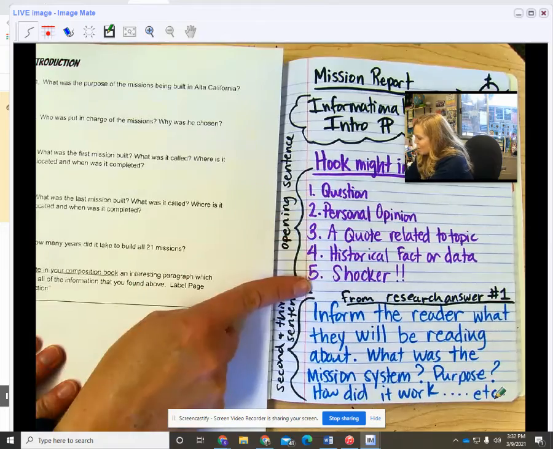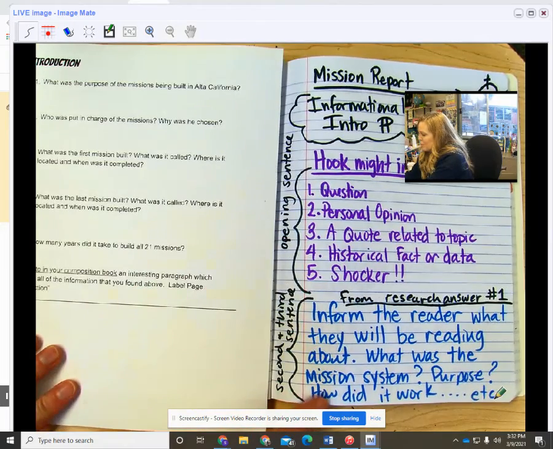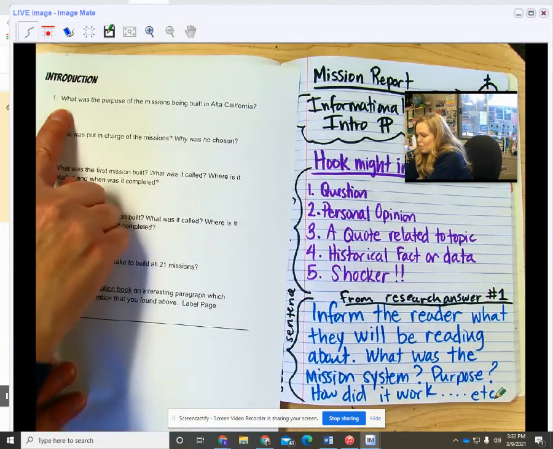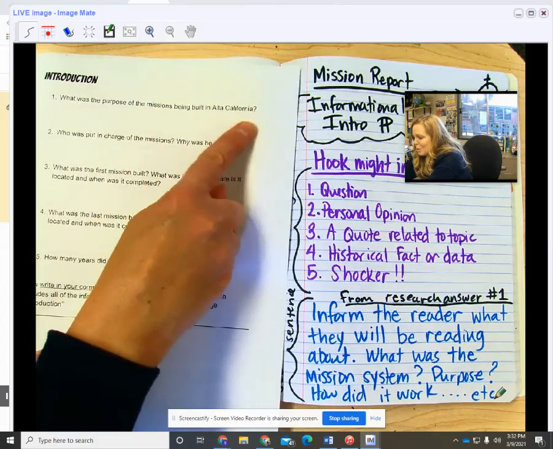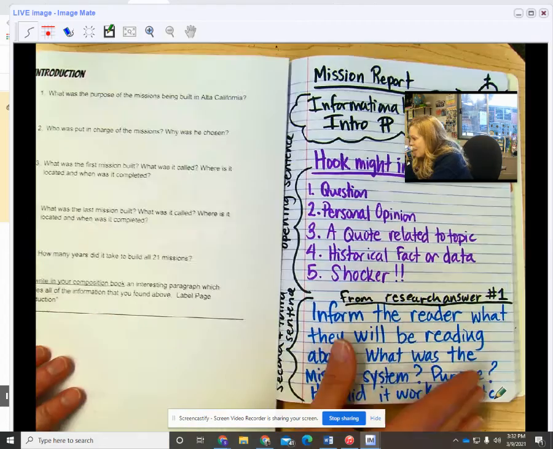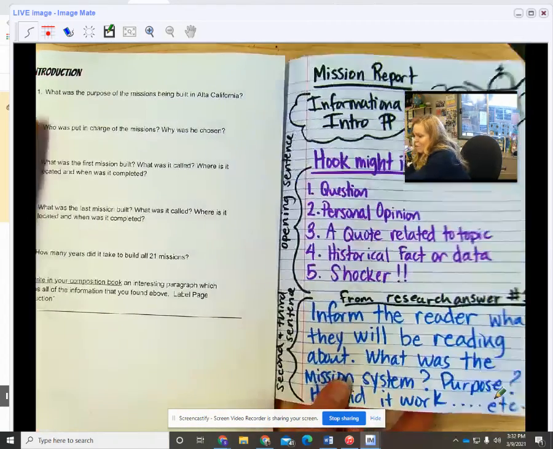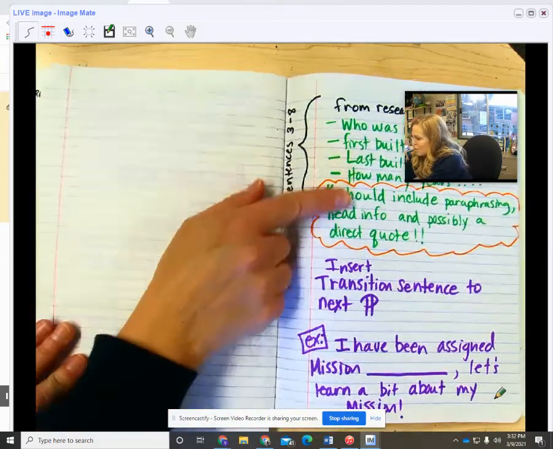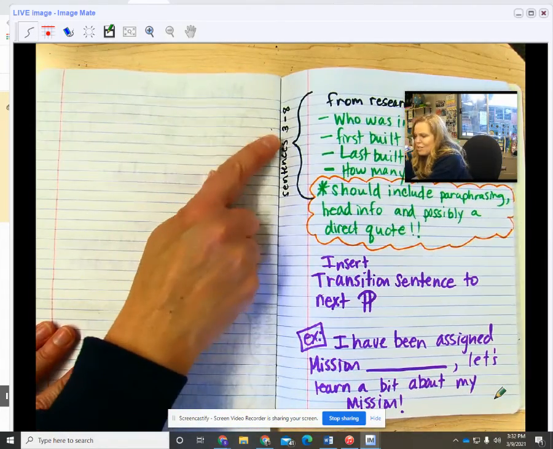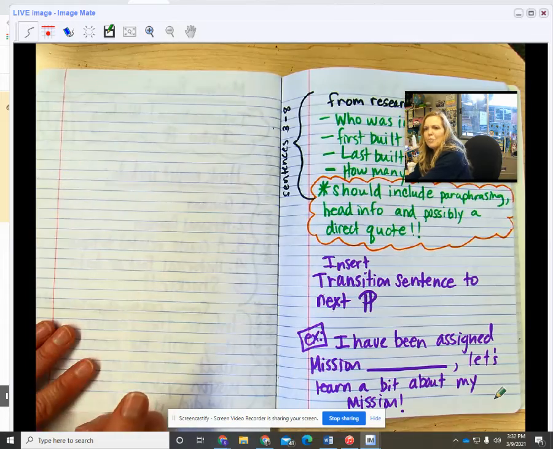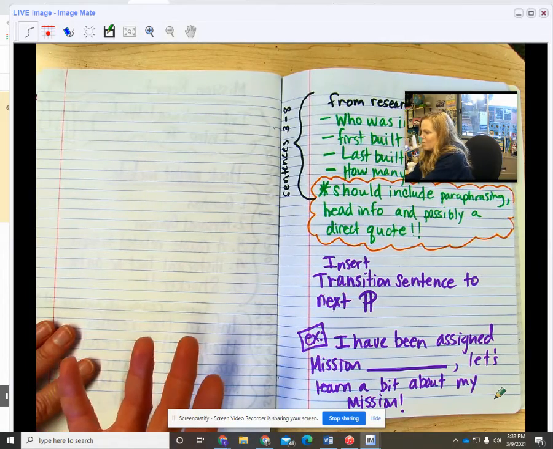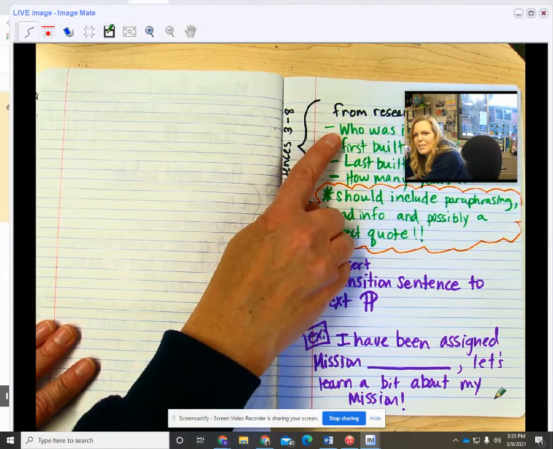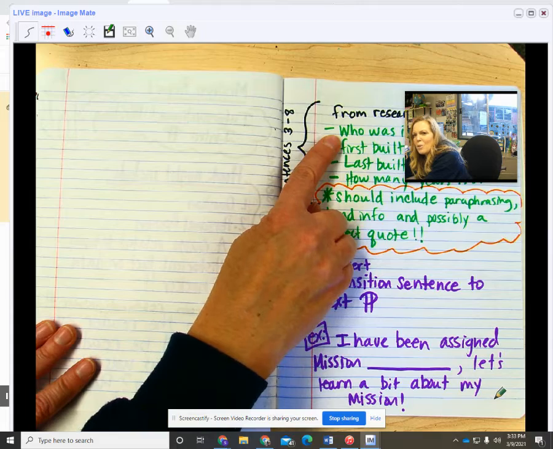I have my hook. I informed the reader what they were reading about, and I answered this first question: what was the purpose of the missions being built in California? And then I answer questions 2 through 5 in my research, and that makes up sentences 3 through 8. And I did not include all of those. I didn't even bother to talk about Father Serra. My paragraph was already too long.